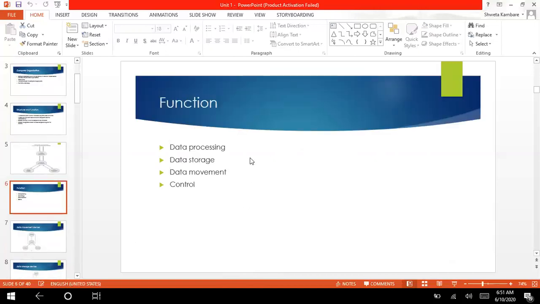So the main functions of any computer are: first one is data processing, second one is data storage, third one is data movement, and last one is control.